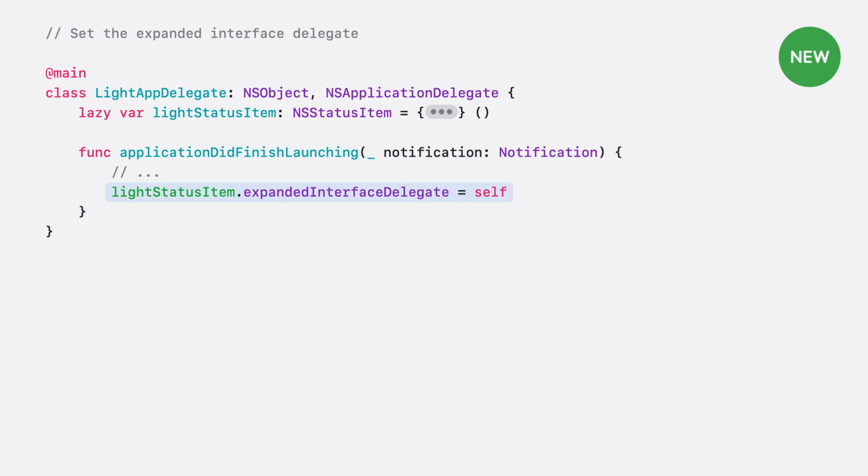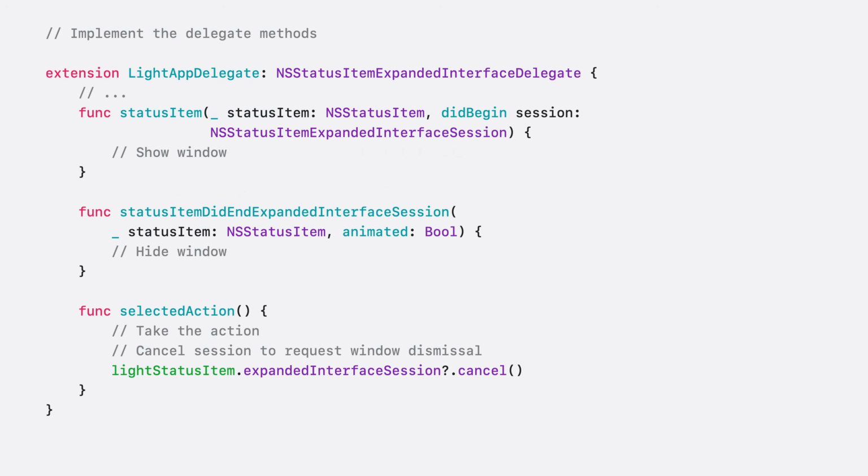First, set a delegate when the item is created that will receive begin and end calls to display or dismiss your window. In the delegate, implement statusItem didBeginExpandedInterfaceSession and statusItem didEndExpandedInterfaceSession. These methods are called by AppKit to manage the lifecycle of an expanded interface session. In the did begin call, show the window. In the did end call, order the window out.